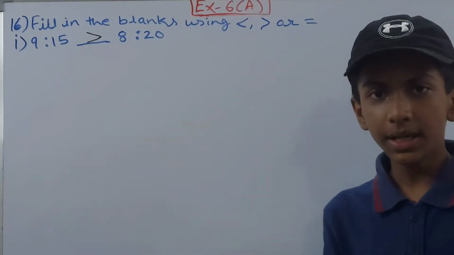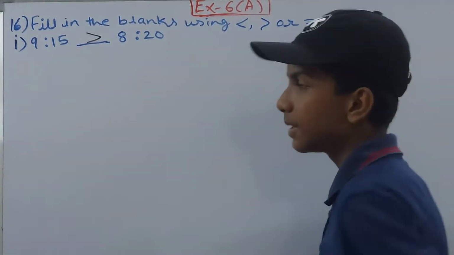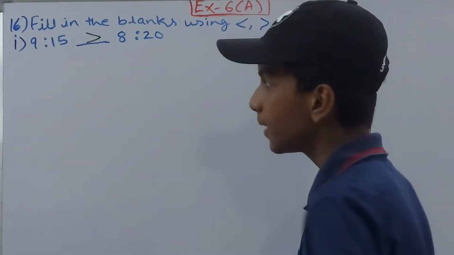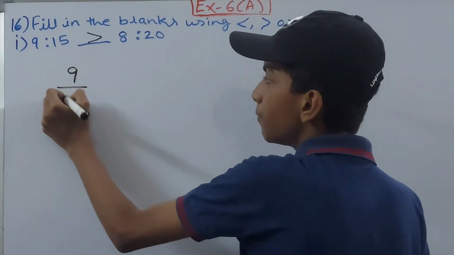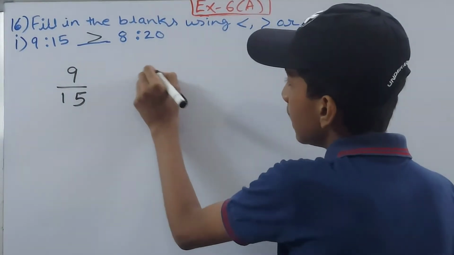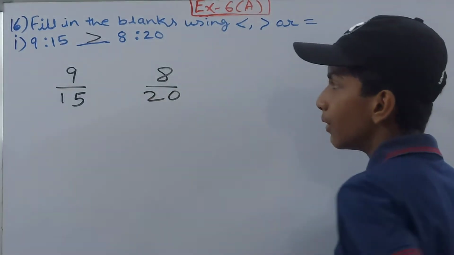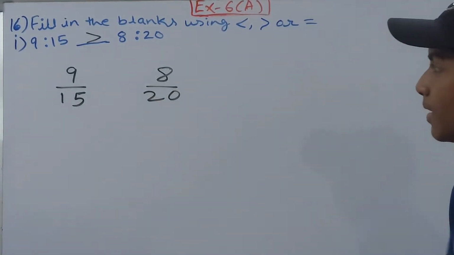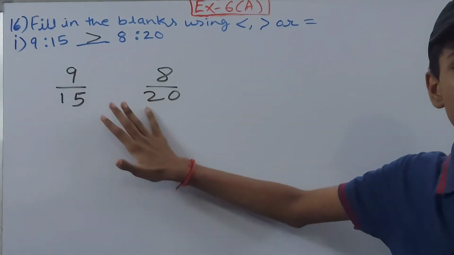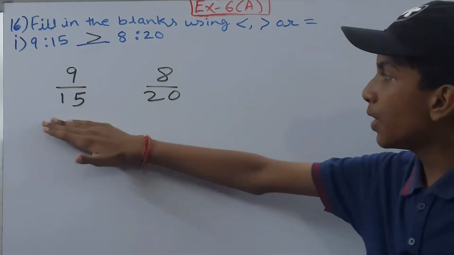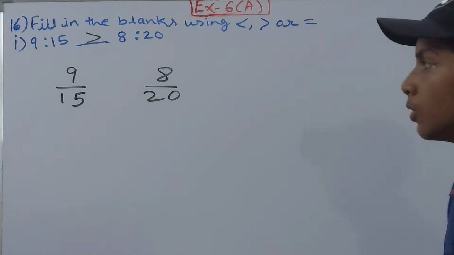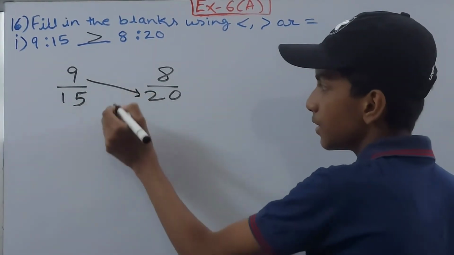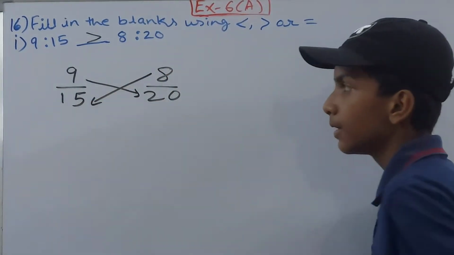Alright, now I'll tell you the second method. What is the second method? The cross multiplication method. Again, convert them into the fractions. So this one will be 9/15 and this one will be 8/20. Now what we'll do is cross multiplication. We've already studied it. I'll just tell you once again. Basically we multiply the numerator with the denominator of the other fraction and the denominator with the numerator of the other fraction. So we do it this way. One multiplication takes place this way, the other one this way.